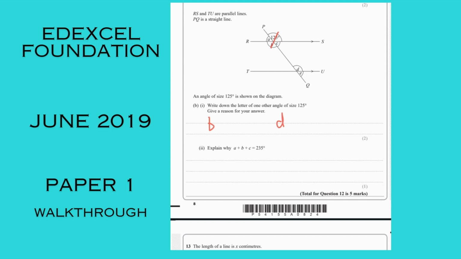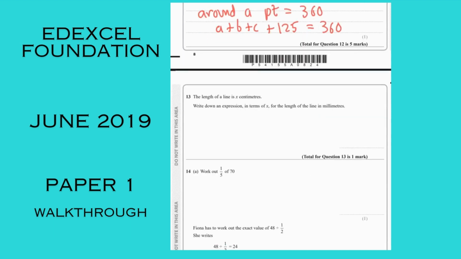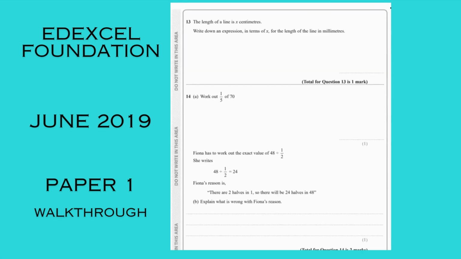Explain why A plus B plus C must equal 360, and that's because, don't forget, angles around a point equal 360. Or an alternative you could have said is A plus B plus C plus 125 must make 360. Again, plenty of different possibilities and all acceptable on the mark scheme.